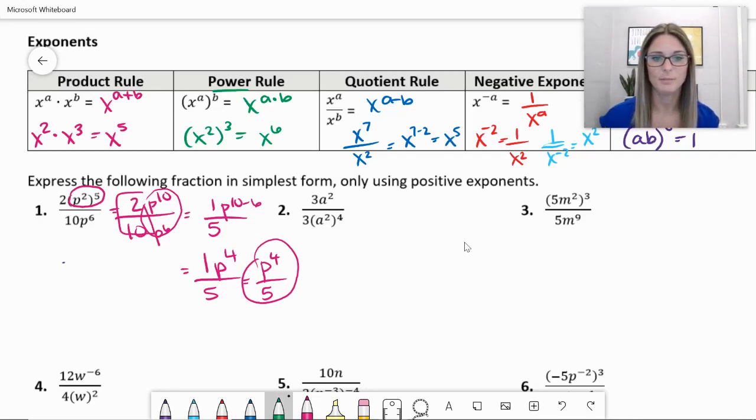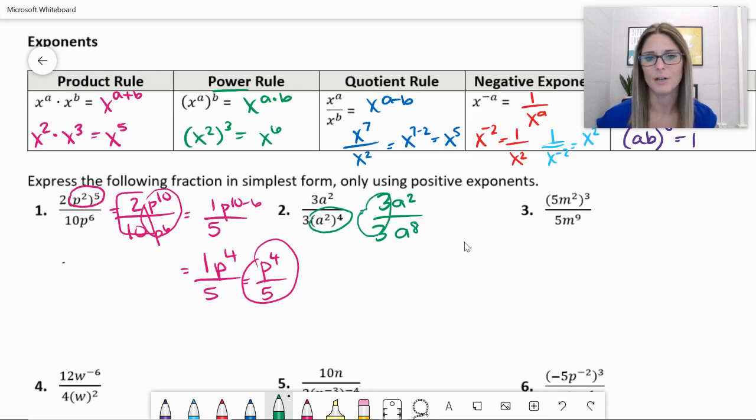Number 2, 3a squared over 3 times a squared raised to the 4th. You got a similar thing going on down here. Let's use power rule, leaving everything in the top the same. Power to power, multiply. 2 times 4 makes 8. I'm going to look at my numbers here. 3 over 3 is 1, or it cancels out. And then I'm going to do a squared divided by a to the 8th is my quotient rule. I'm going to subtract.